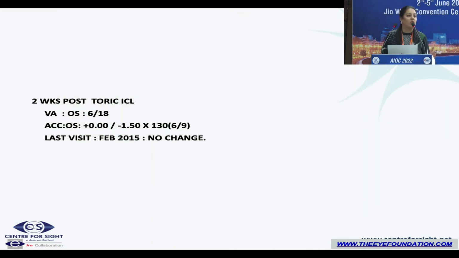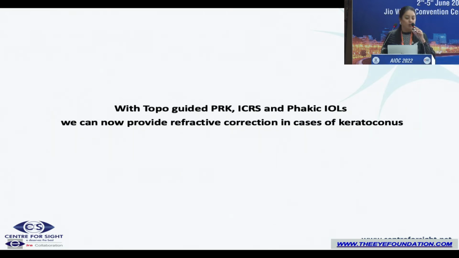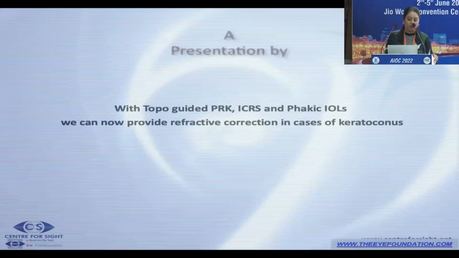With a 6/9, even the uncorrected vision is reasonably good and this patient is stable. I'd like to end with this: the patients who come to us with this disease are young. They're looking for a life with good quality of vision. We cannot just stop the progression of keratoconus and tell them to live with it. We need to give them refractive outcomes which give them good quality of vision. And with Topo-guided PRK, ICRS and phakic IOL, you have many options to do the same.